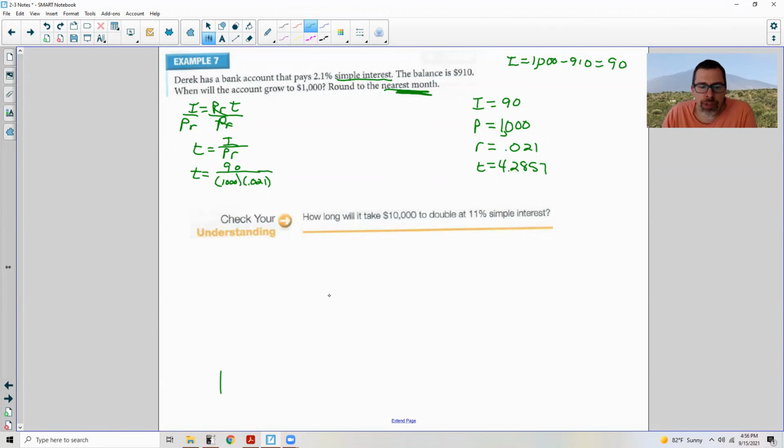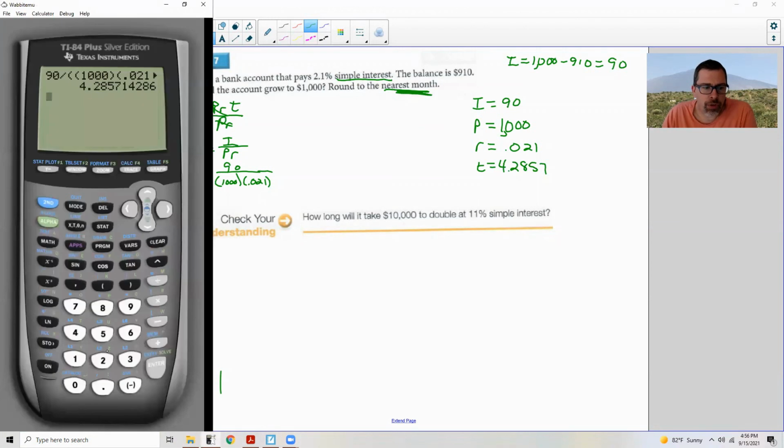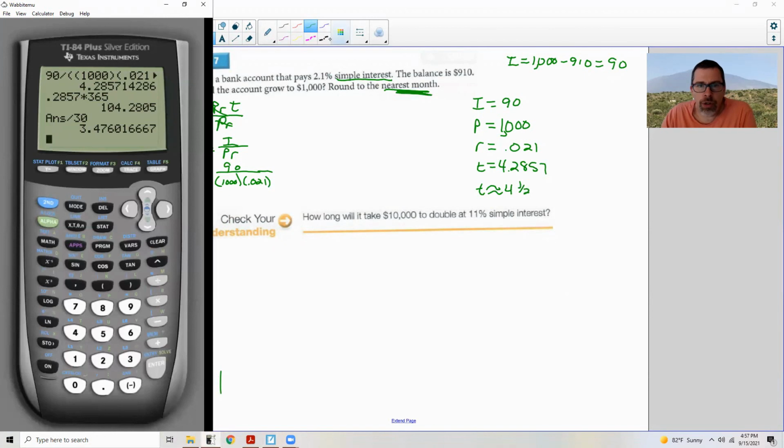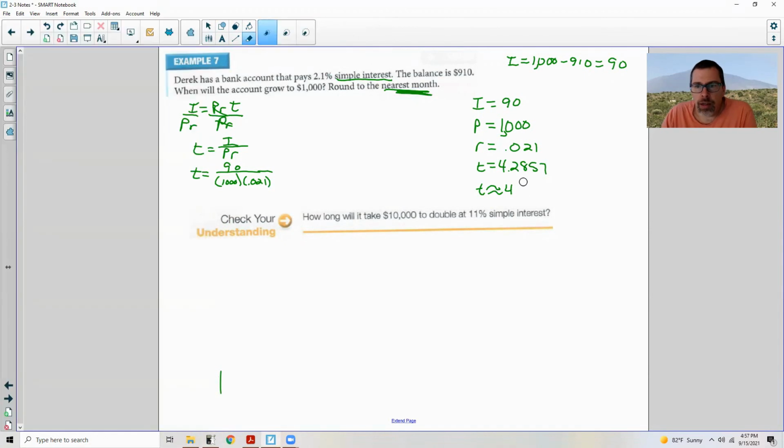Well, what is 28% of a year? Okay, so I'm going to say 0.2857 times 365 days would equal 104 days. Okay, and there's approximately 30 days in a month. This is a close enough average, and it comes out to be about 3.5 months. So T is going to be approximately 4.3 years.